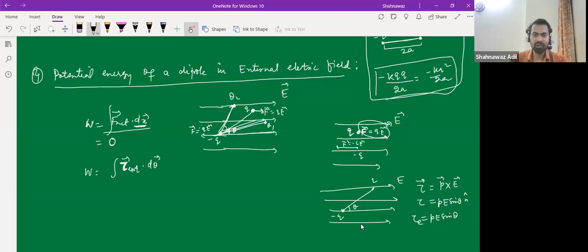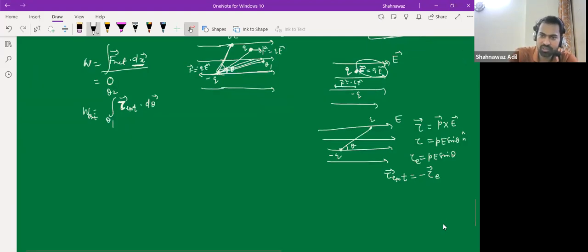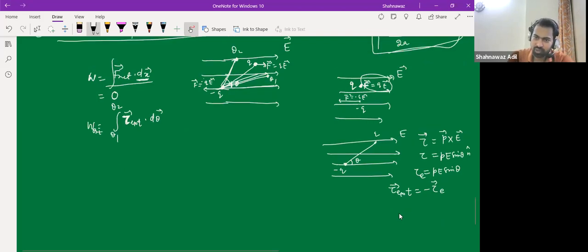So if we want some work done, which is some external work done, right? Work done in moving a charge from theta 1 to theta 2. So this torque external would be how much? This T ext would be minus of T electric field. Okay. So this would be how much? This T ext would be PE sine theta.